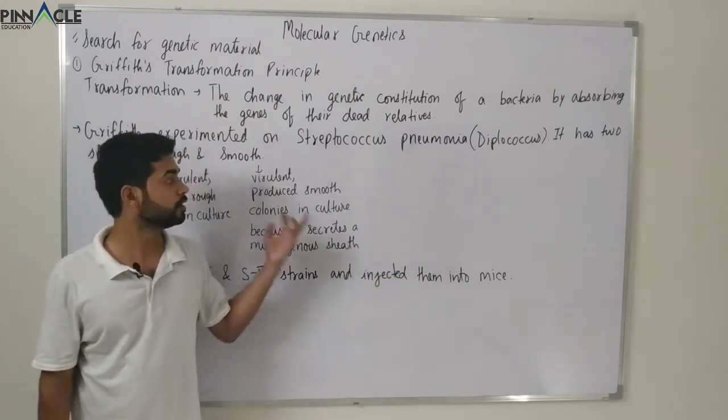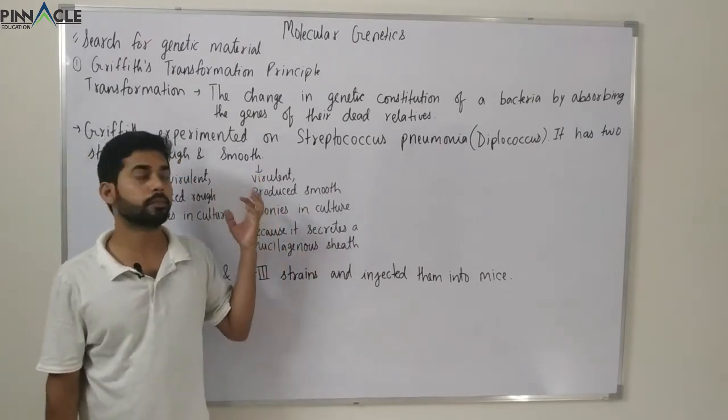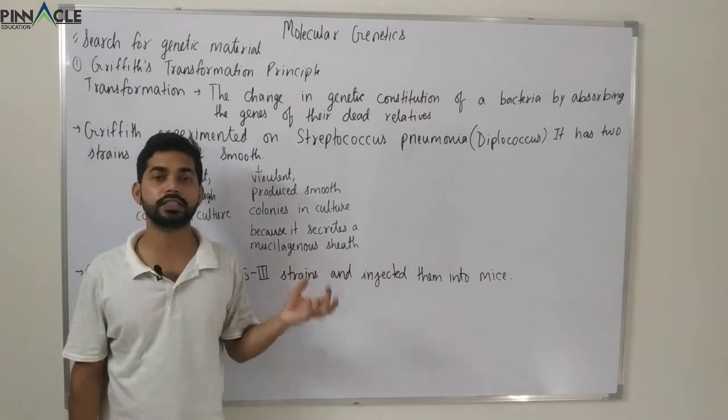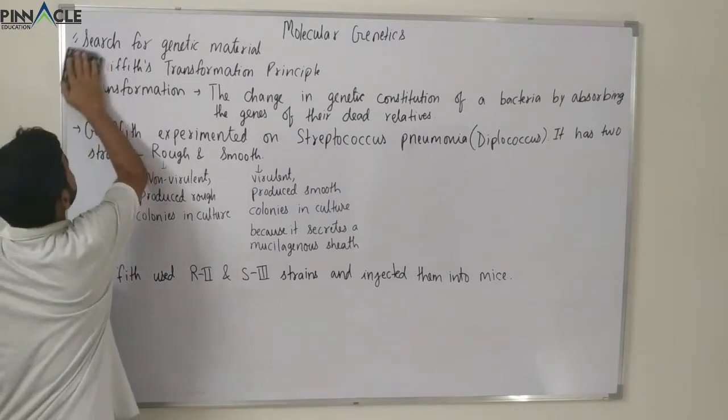But what happened when these two were combined is what led Griffith's experiment to conclude something about the genetic material. Now we'll study his experiments.